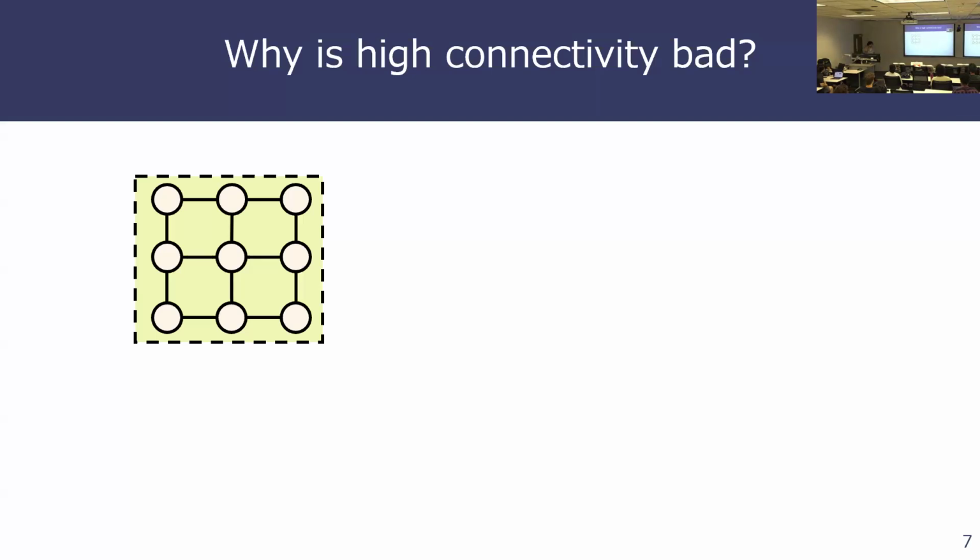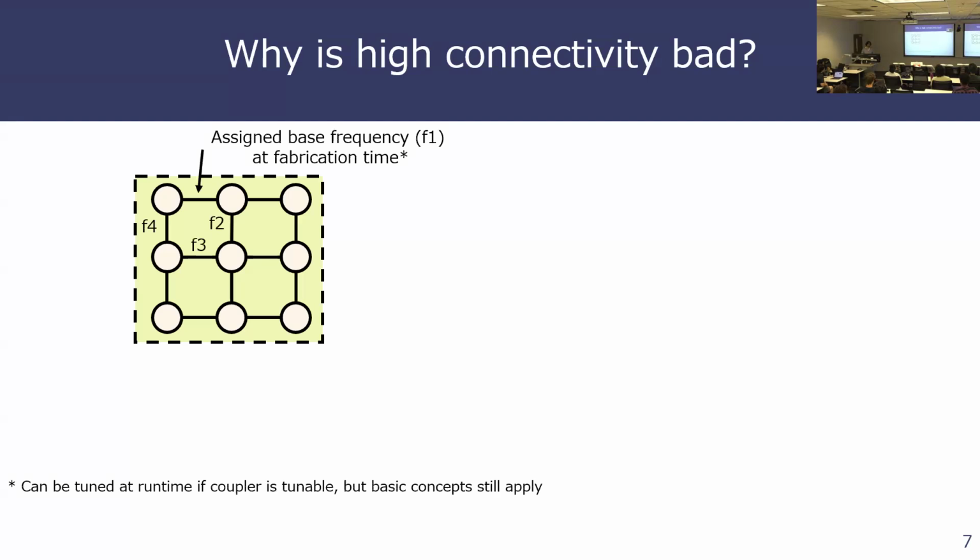So first, let's talk about why high connectivity is bad. You mentioned frequency collisions, but let's get into why exactly this is the case. If we look at a superconducting quantum processor, usually what we do is we assign frequencies to different couplings, and these frequencies are assigned in a way that when I shoot a microwave pulse at my processor, I can perform a CNOT between 2 qubits that are connected. And each of these couplings is assigned a frequency.